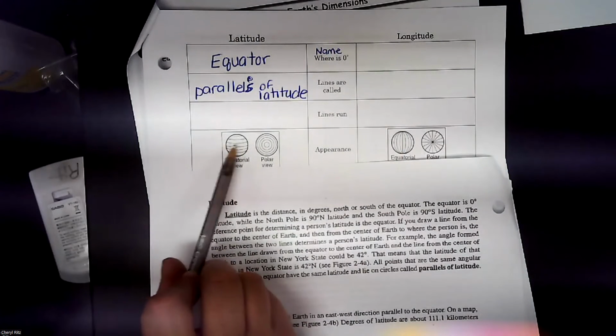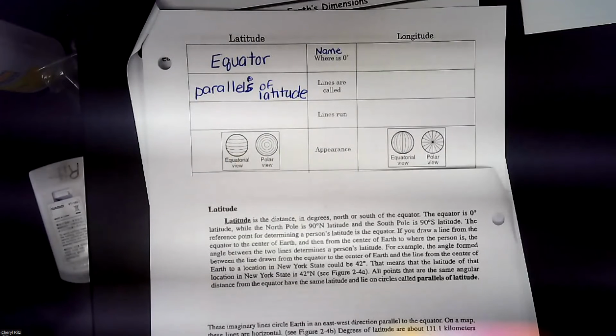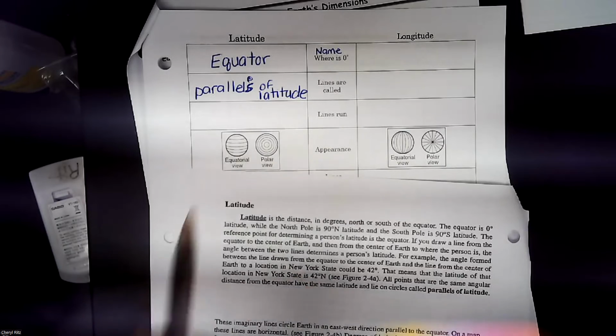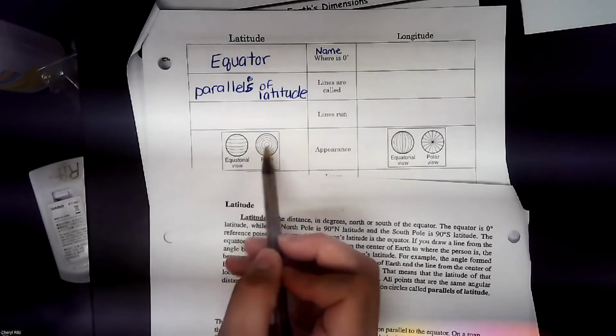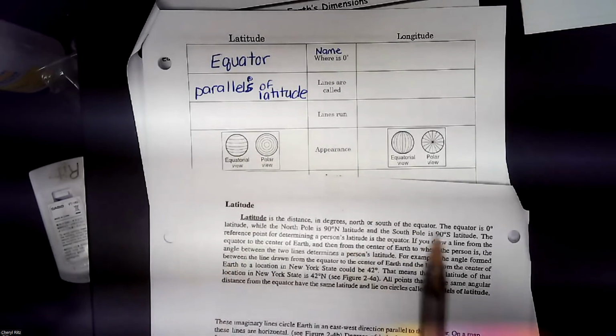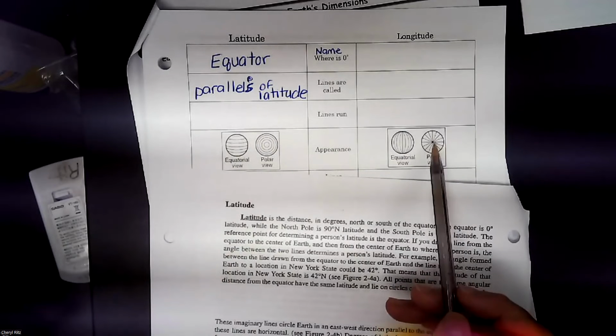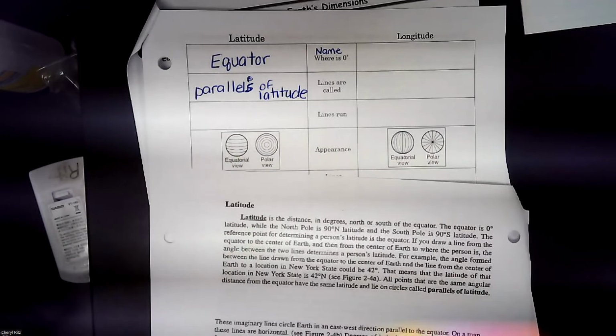Here's what they would look like on a globe. This is looking at the globe from the equator. This would be like if you were a drone over the North Pole. That's what they would look like. They are parallel. The lines never touch. Unlike the lines of longitude, they do touch. So they are not called parallels of longitude.